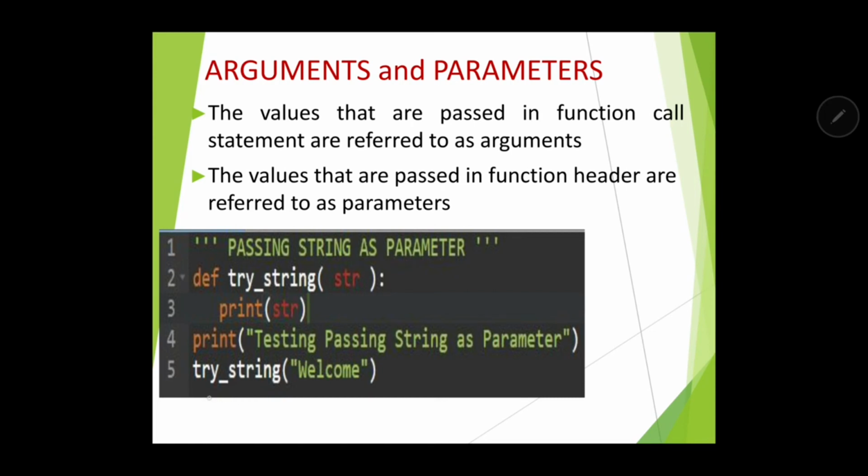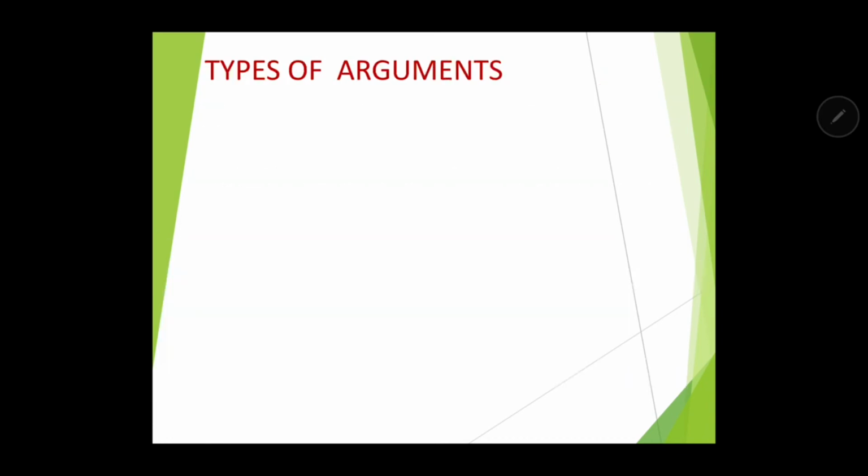See, what is the name of the function here? The name of the function is try string. So the argument here will be welcome. Why? Because it is the function call, and whatever we pass in the function call is referred to as the argument. And this is also the name of the function, but this is the function definition. So whatever we have passed in the function definition, that is str, is referred to as the parameter. So this was simple. I discussed it in a previous part also. Now the main topic of discussion of this particular part is the types of arguments.